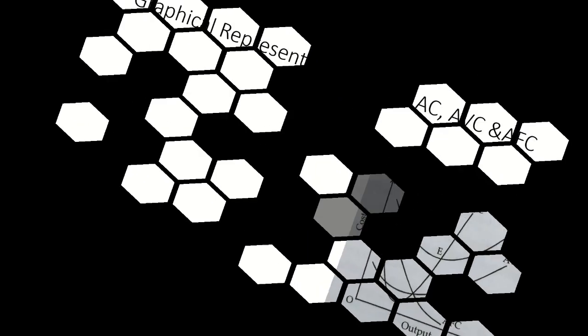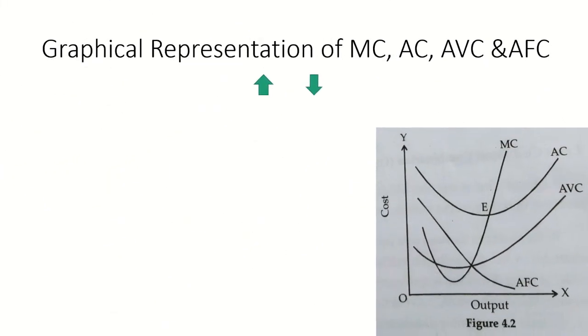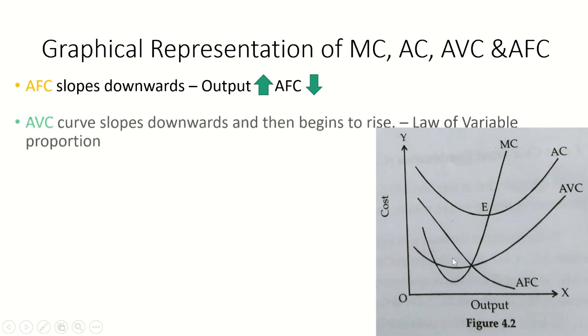Now we are going to see the graphical representation of MC, AC, AVC and AFC. We had seen the graphical representation of TFC, TVC and TC. Now we are going to see the graphical representation of marginal cost, average variable cost and average fixed cost. Okay, first point is that AFC slopes downwards. The main reason is that when the output increases, the AFC will go downwards.